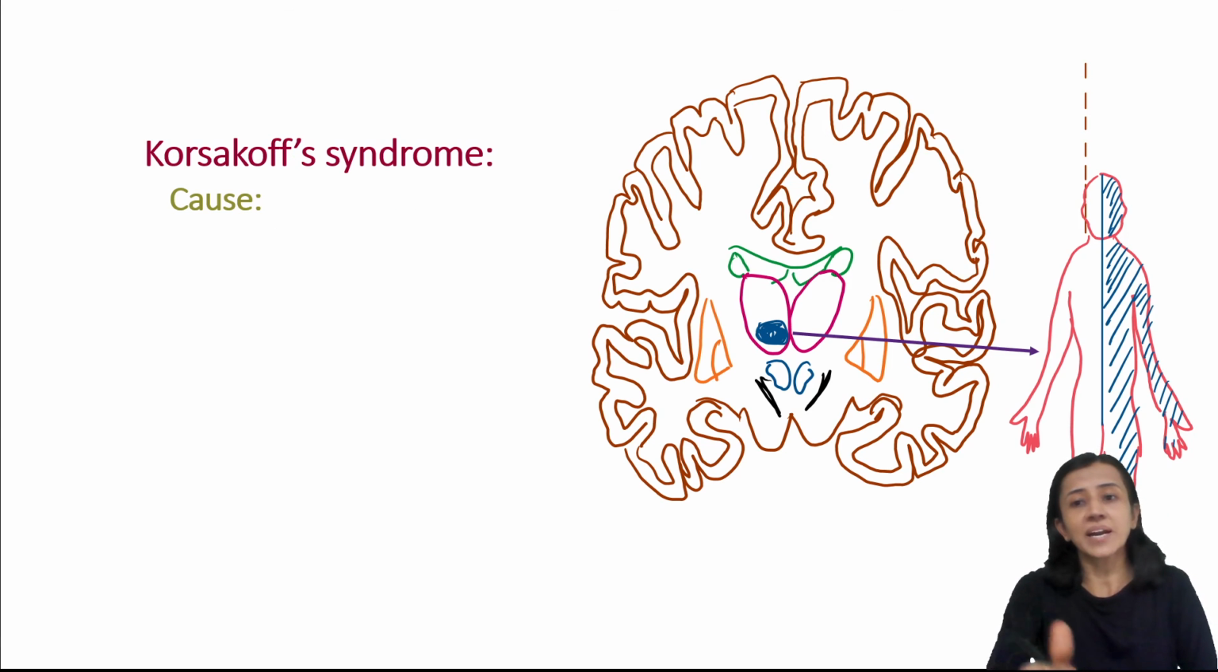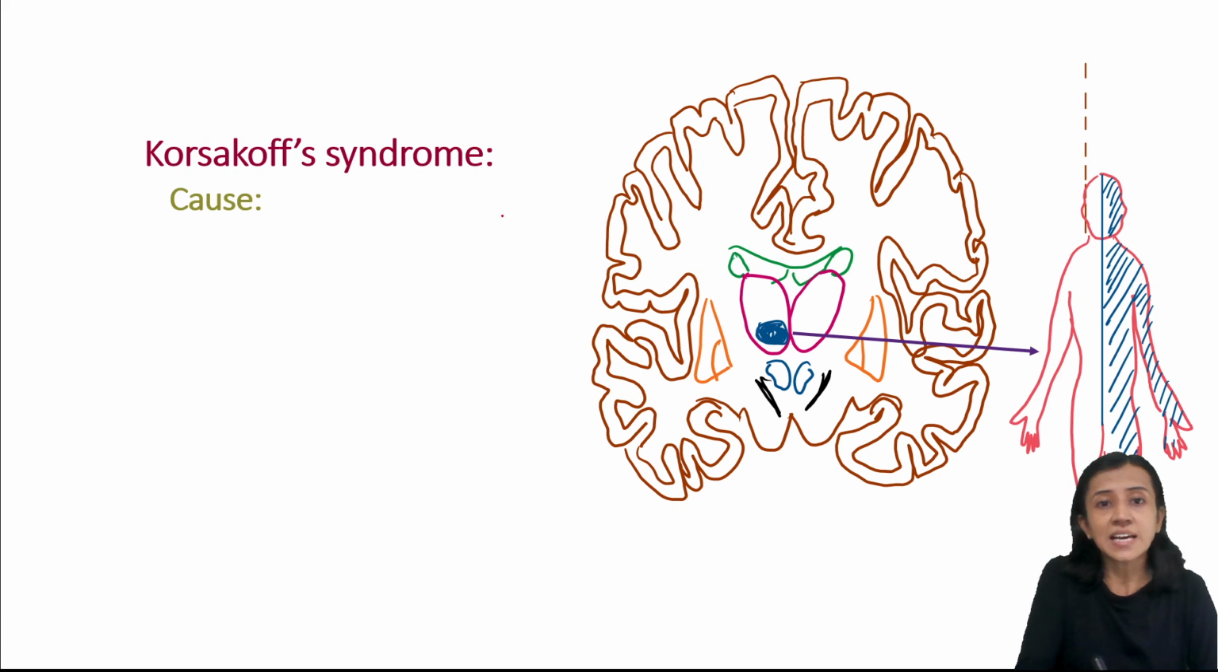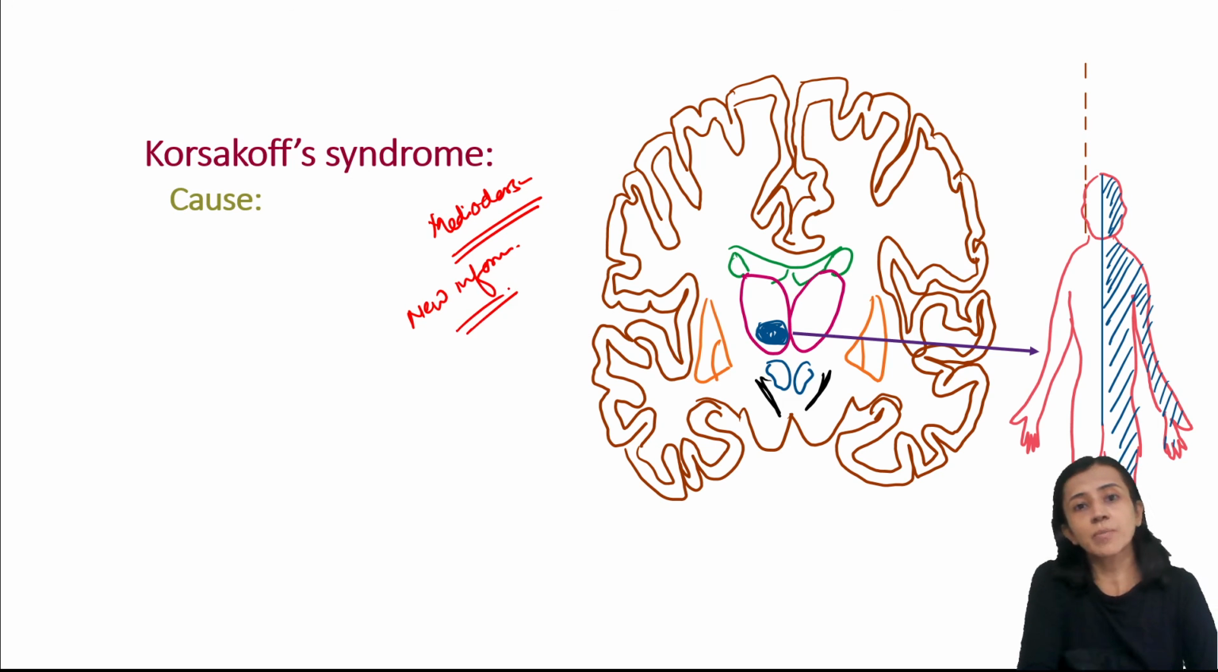Another applied aspect is Korsakoff syndrome. Here the lesion is in the mediodorsal nucleus, and the patient has difficulty in remembering new information. So this is about the applied aspect of thalamus. So that's all about thalamus.